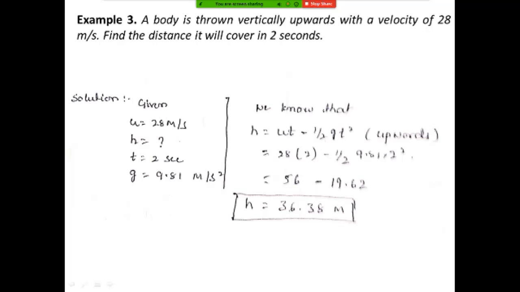Here it is minus because the body is thrown vertically upwards. So I will substitute all these values. U I substituted 28, t is 2, then half, g is 9.81, t is again 2 square. Then it works out to be 56 minus 19.62, and the height it has thrown is 36.38 meters. The body covers this distance at a velocity of 28 meter per second in 2 seconds. This is the distance covered by the body in 2 seconds.